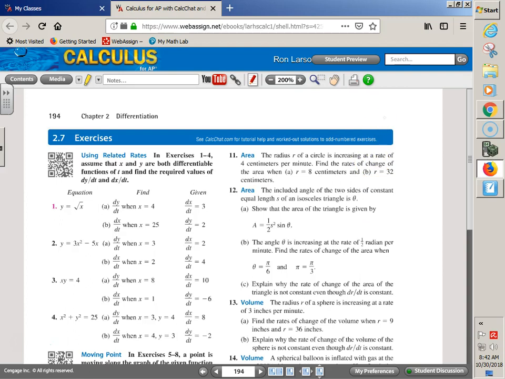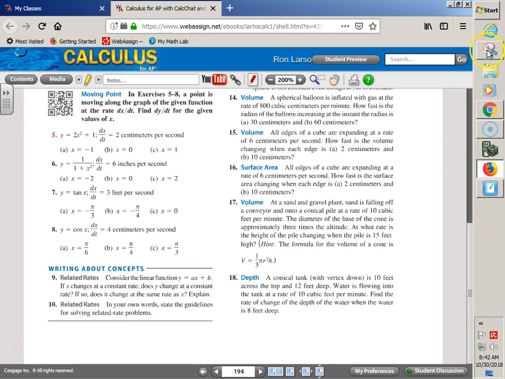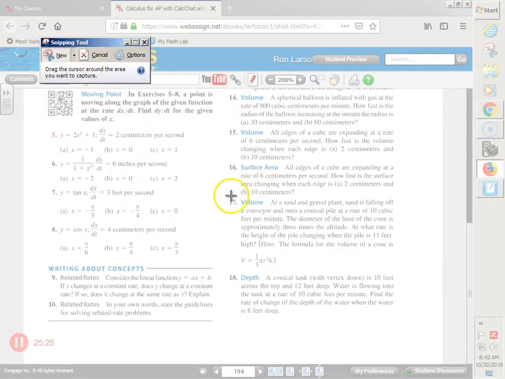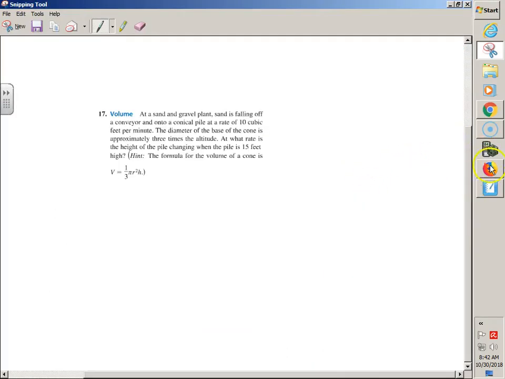The situation of number 17 is a sand and gravel plant. What on earth? Why is the book talking about a sand and gravel plant? Because an FRQ on an AP test 4 years ago talked about sand going on a conveyor belt onto a conical pile at a gravel processing plant. Guess where some kids, especially kids for whom English wasn't their first language, got stuck? What's a gravel processing plant? They just didn't know what was going on. It's weird, right? It's random. But who cares?